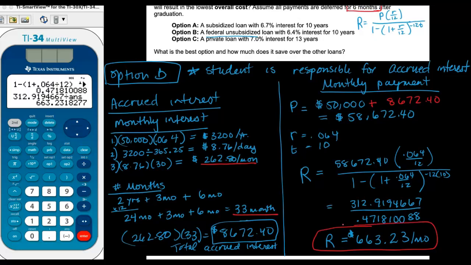So our last monthly payment was $572.84. So you can see Parker is paying more per month, quite a bit more per month with this federal unsubsidized loan, even with a lower interest rate because of all of that accrued interest while Parker was in school. Okay, so now let's find the total cost.